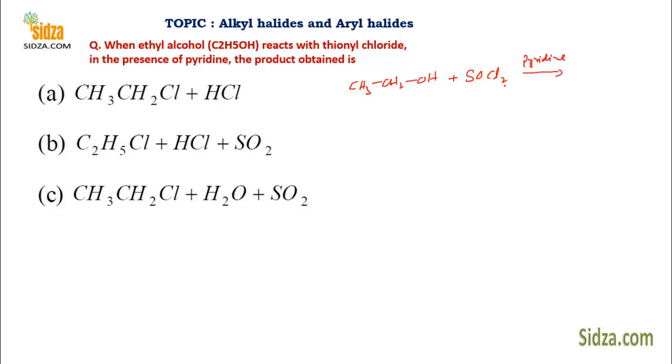So basically here in this reaction the hydroxide group is being replaced by the chlorine, so this is actually a nucleophilic substitution reaction. From the ethanol, the hydroxide group is being replaced by one of the chlorine atoms, and then what do you get? You get the product CH3CH2Cl. Okay, so one of the products is this one.